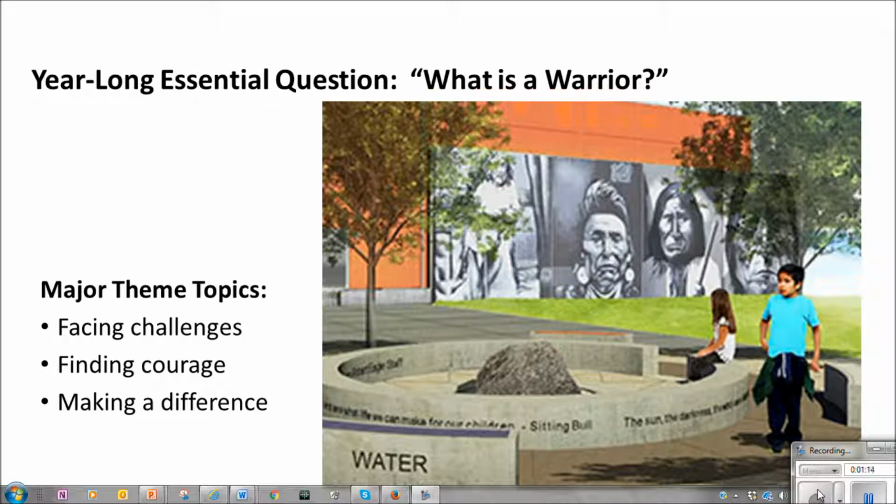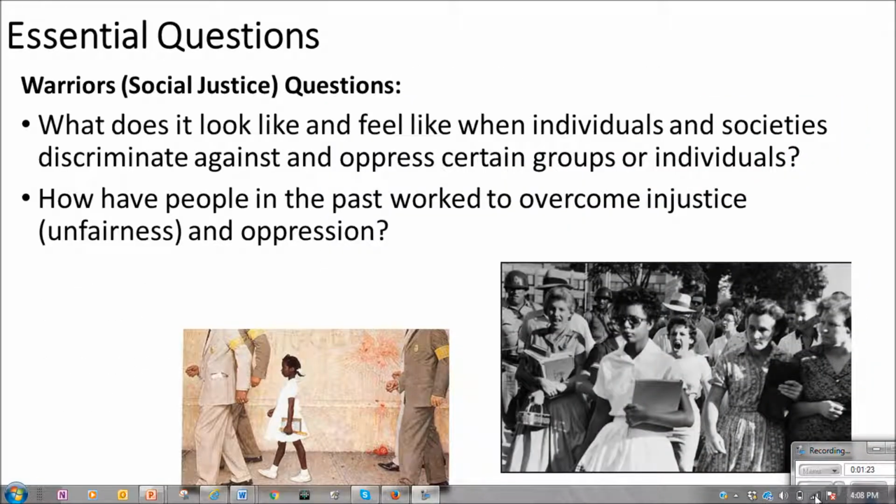In our next unit, a book group unit, we're going to look at the themes of facing challenges, finding courage, and making a difference. The essential questions we'll be considering are these. What does it look like and feel like when individuals and societies discriminate against and oppress certain groups or individuals? And how have people in the past worked to overcome injustice and oppression?